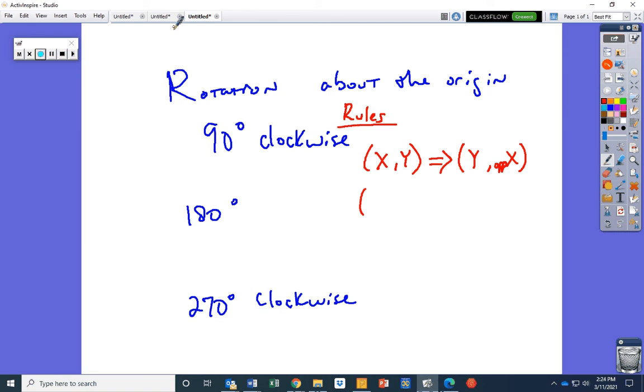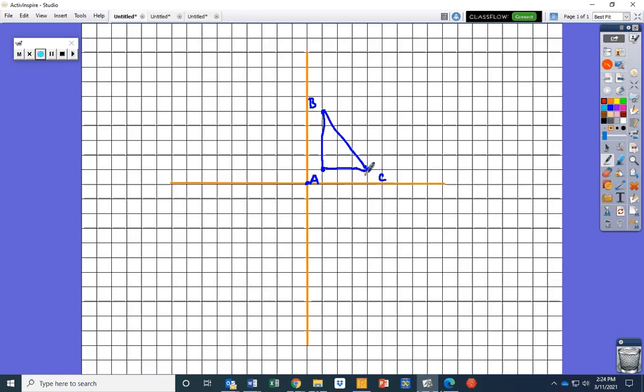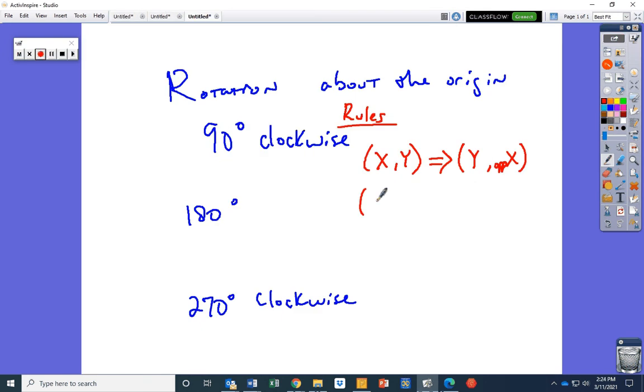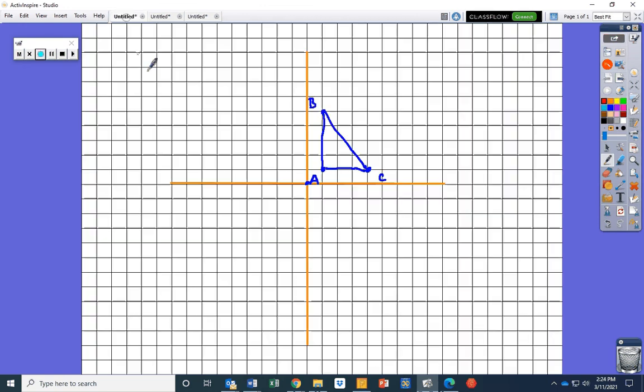Let's take this point on the graph. Point A, what are the coordinates of A? (1, 1). So if I use that (1, 1), I'm going to flip them. Now this 1 goes up front, so it's 1. And my opposite x is going to become my y. What's the opposite of 1? Negative 1. So I'm going to go back to my graph and put a point at (1, -1). That's going to be my A prime.